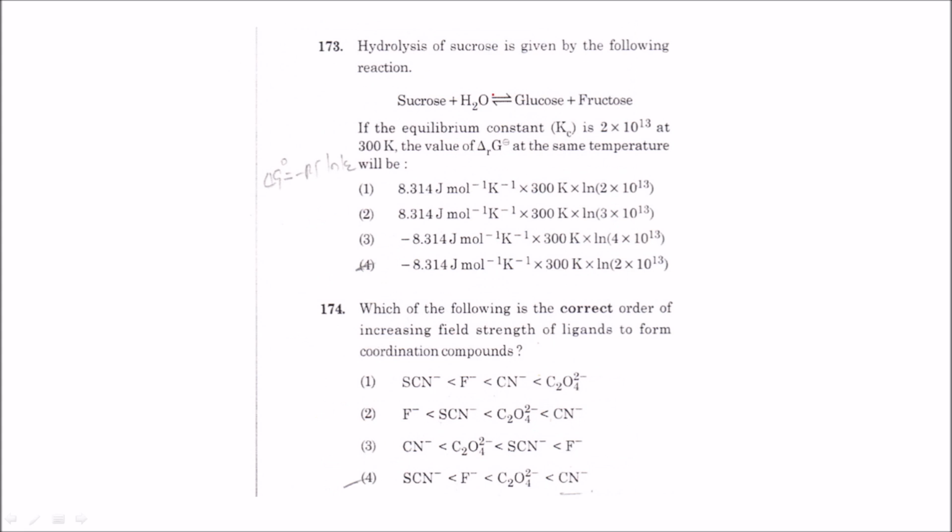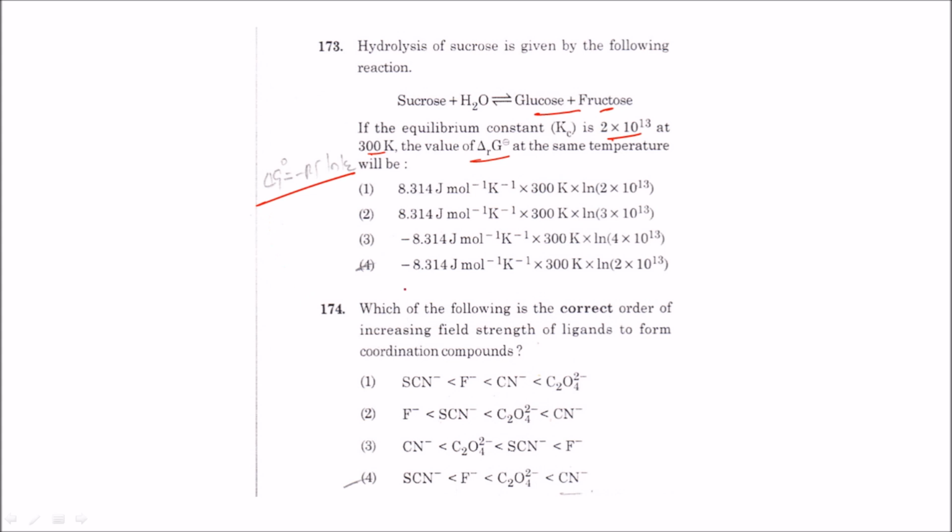173. Hydrolysis of sucrose is given by the following reaction. Sucrose upon hydrolysis gives glucose and fructose. If the equilibrium constant Kc value is given as 2 into 10 to the power 13 at 300 Kelvin temperature, the value of delta G naught at the same temperature will be. Just again a formula needed here. Delta G naught is equal to minus RT ln Kc.